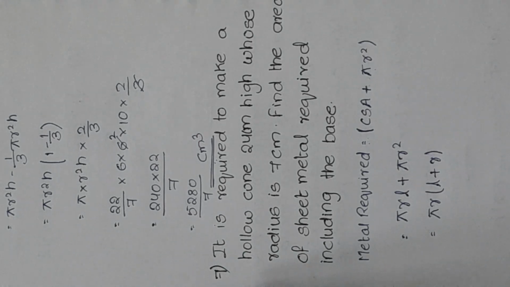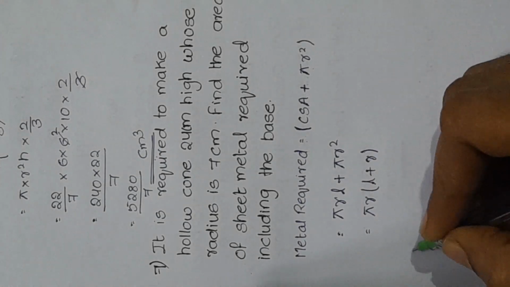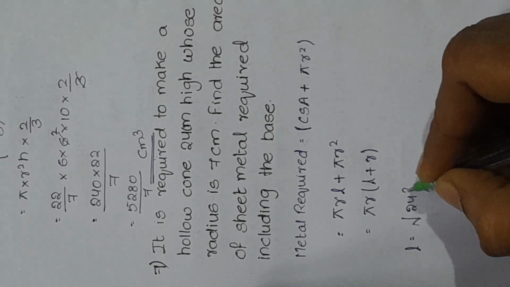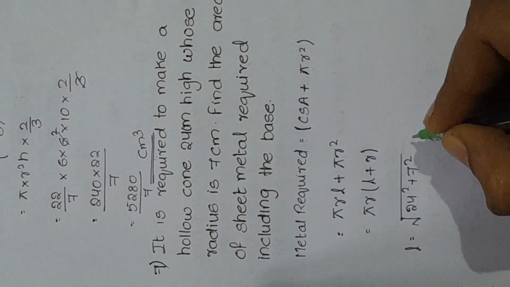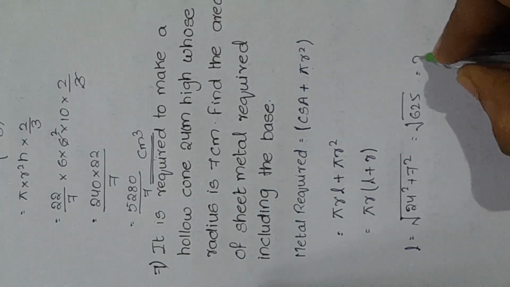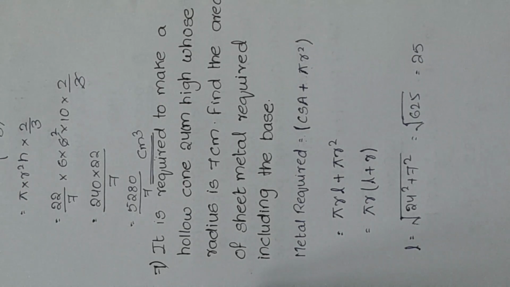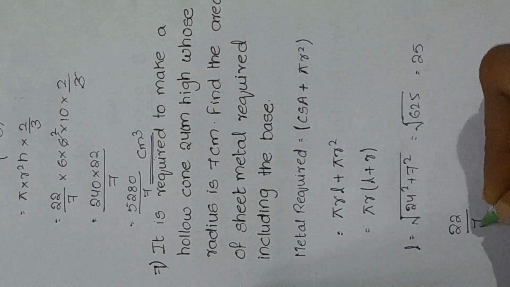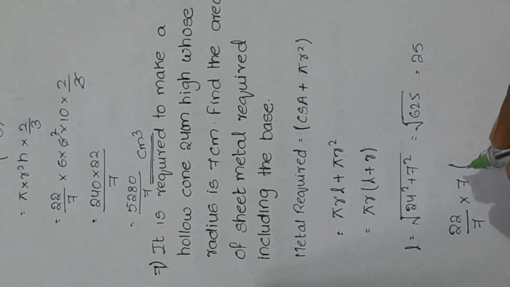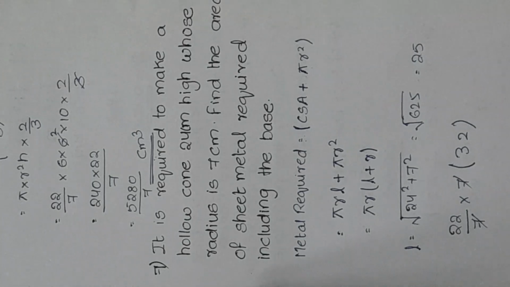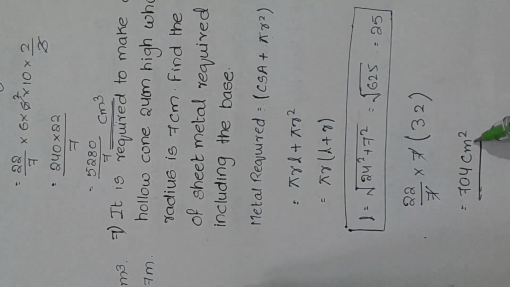Now substituting the values. Here we don't know the value of L, so first we should find the value of L. L is equal to root of 24 square plus 7 square, which is equal to root of 625. That is, L value is 25. Now substituting the values: 22 by 7 into r value is 7, L plus r, 25 plus 7 is 32. 7 and 7 get cancelled. 22 into 32 is equal to 704 centimeter square, which is the metal required.